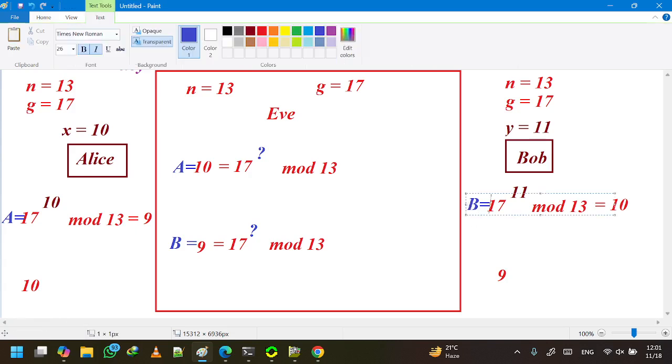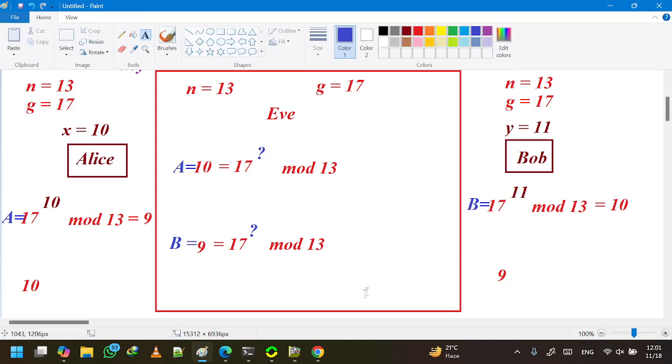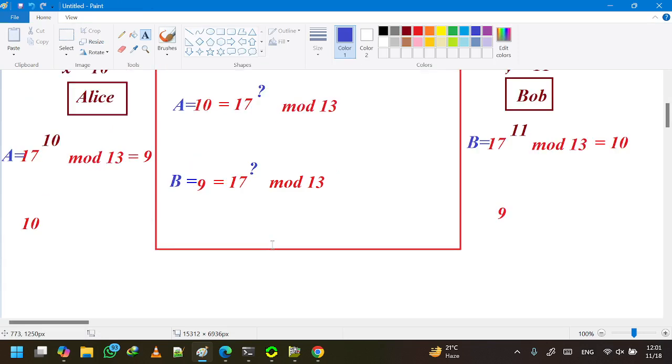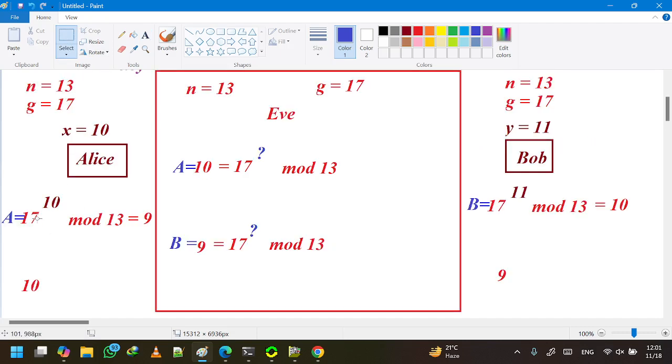So this is A and that is B. Similarly, now we have to do the rest of the operation to find out the key. So Alice will now raise this 10 to the power of her secret number, which is 10, once again mod 13 will be done, and it will give us some value.